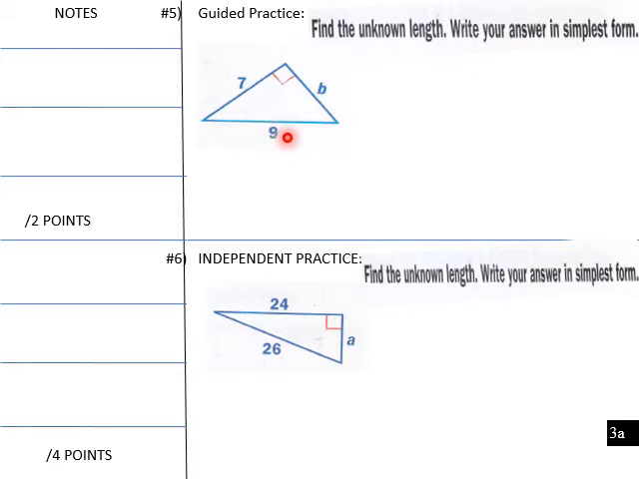Plug in our values here. 7 will be our a, so it's 7 squared plus b squared equals 9 squared. Then we have 49 plus b squared equals 81. We subtract 49 from both sides, and b squared equals 32. Then we take the square root of both sides. B will equal the square root of 32. We can factor out a 16: the square root of 16 times 2, which becomes 4 times the square root of 2. So the length of B in this situation will be 4 times the square root of 2 units.